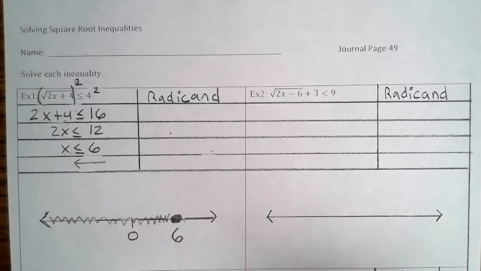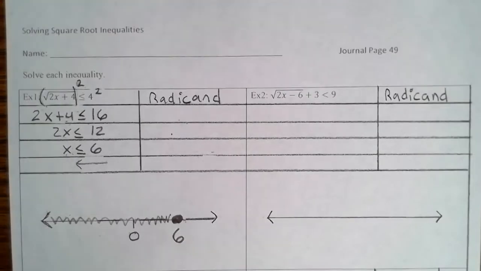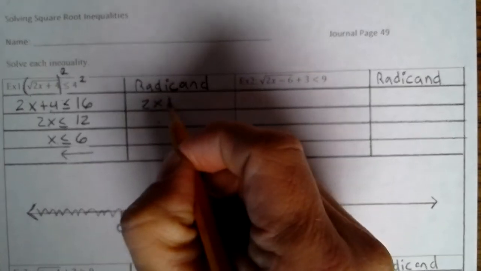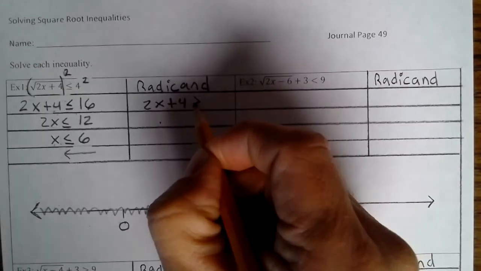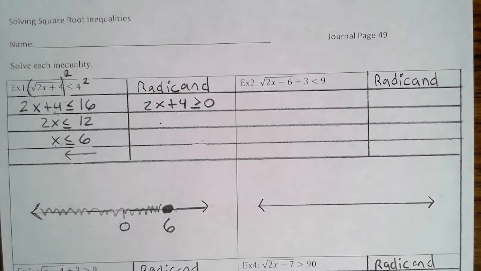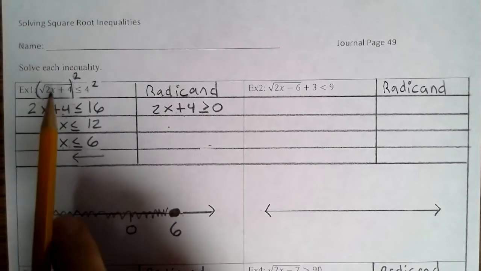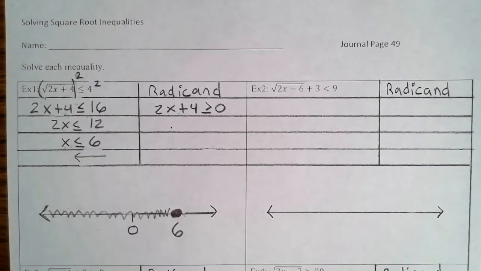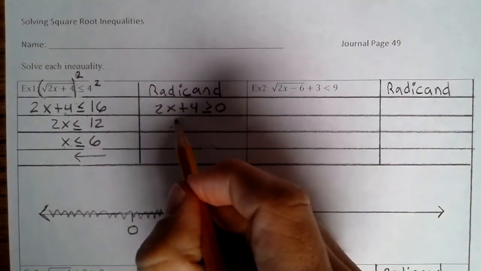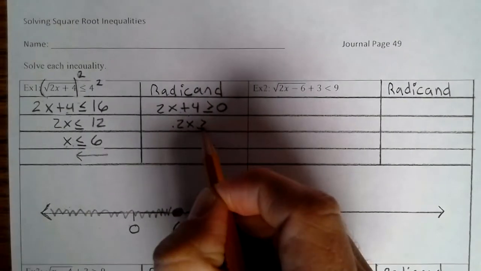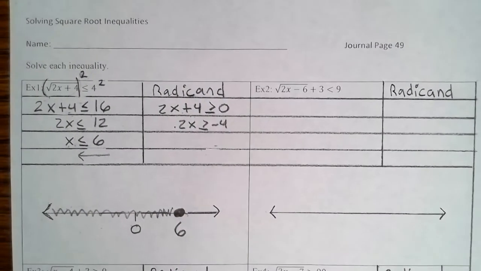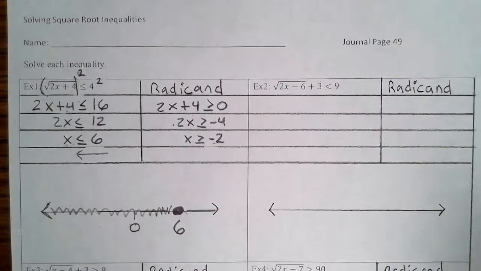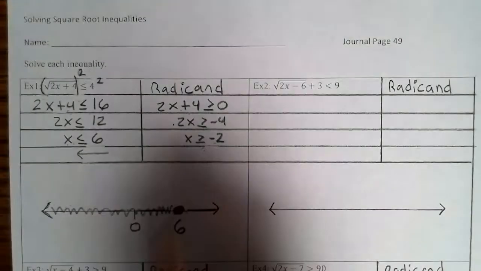Okay. But we can't forget about the radicand. So we said the 2x plus 4 has to be greater than or equal to 0. And the reason being is you can't take the square root of a negative number. So this has to be greater than or equal to 0. So we're going to solve for x. We subtract 4 from both sides, so you get 2x greater than or equal to negative 4. Divide both sides by 2. So x is greater than or equal to negative 2. So since there's a line underneath, we have a closed circle at negative 2.